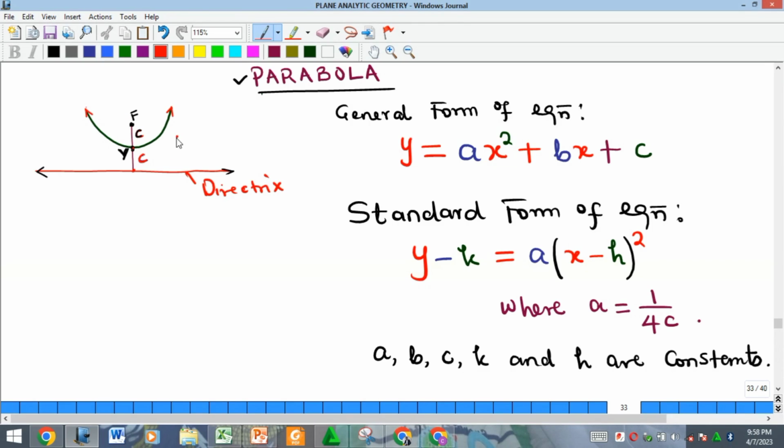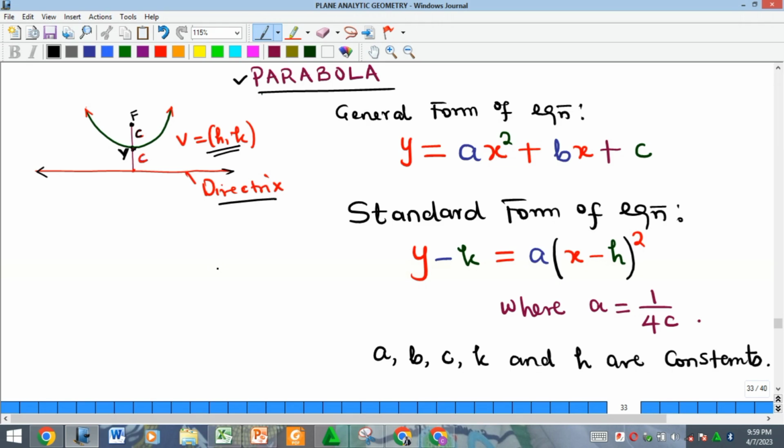Now the coordinate of the vertex is given as V equals (h, k). You recall that in all other conic sections that we have seen, your (h, k) stands for the center. But in this case, there is no center because you have only one curve, and so the (h, k) stands for the vertex. That's the coordinate of this point V. Other things that we will also see in a later video is how to find the equation of the directrix.